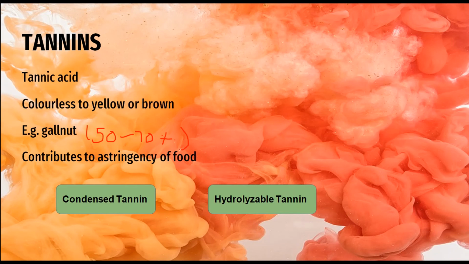Tannins are of two types. First is condensed tannin, another one is hydrolyzable tannin. Condensed tannin, for example, catechins, and hydrolyzable tannins are ester-like polymers of gallic acid and ellagic acid. These are colorless to yellow or brown in color. This also contributes to astringency of food and causes enzymic browning reactions.